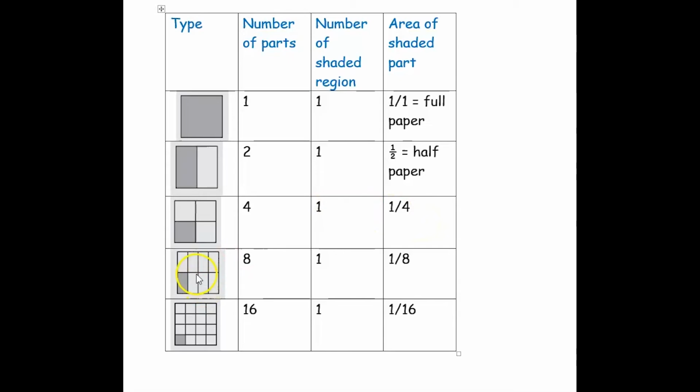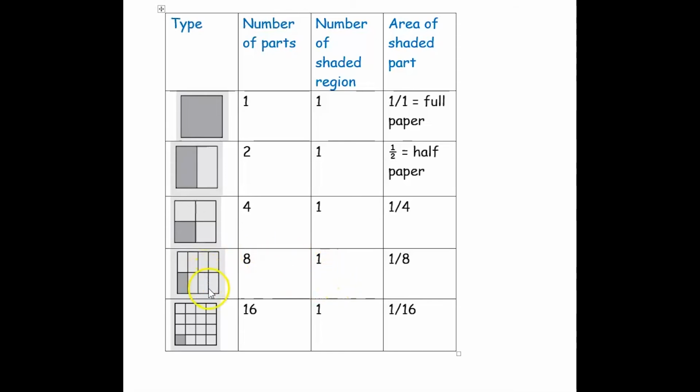So next, we are dividing the paper like this into 8 parts. 1, 2, 3, 4, 5, 6, 7, 8. 8 equal parts and only one of the parts is shaded. So number of parts is 8 and number of shaded region is 1.